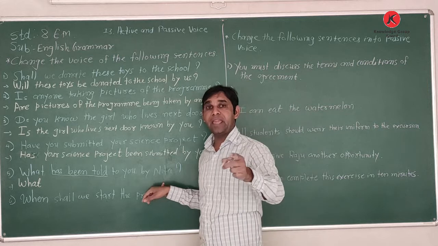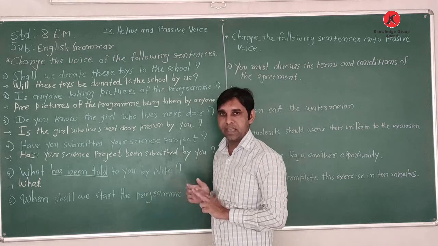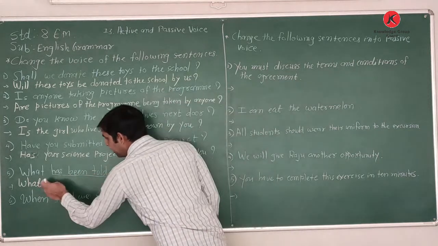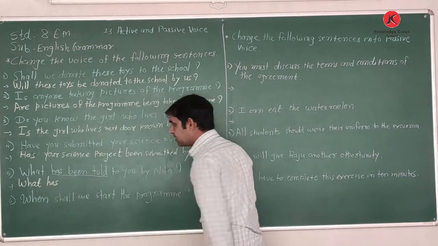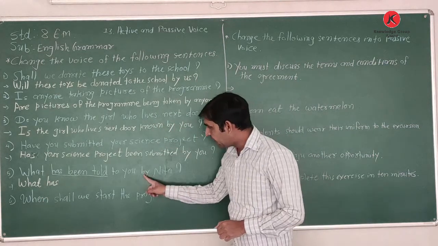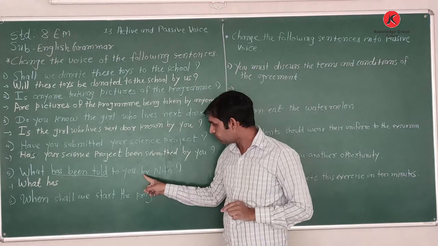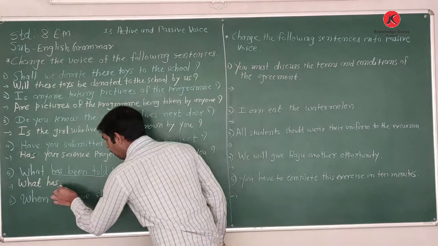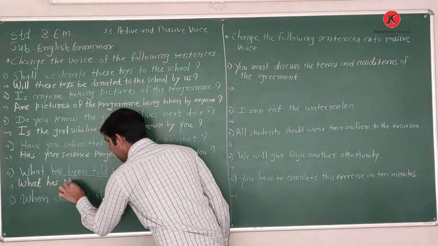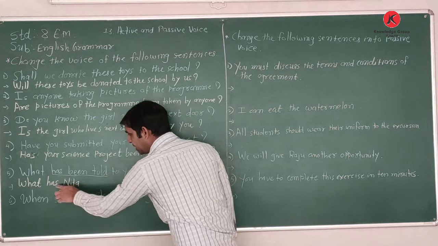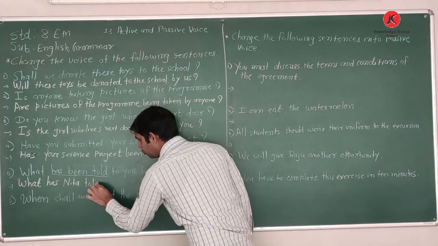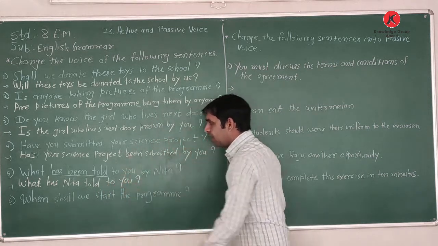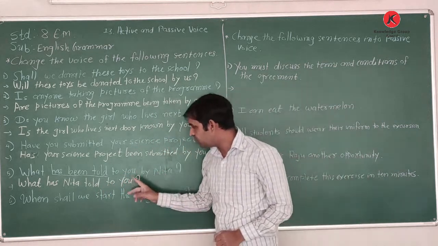So what do we do? We write the active sentence of the given sentence. So what is the active sentence of this passive? What, then we write has, remaining the same. What has? Then after that we write the noun. So what is the noun here? Nita. What has Nita? Then the past participle. What is the past participle? Told. What has Nita told to you? Question mark. So this is the active sentence. We change from passive into active.